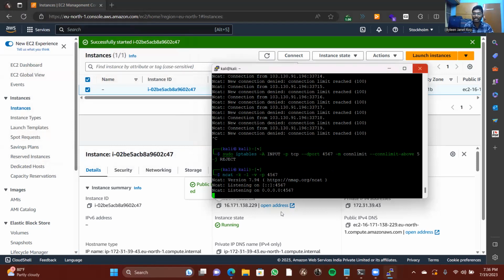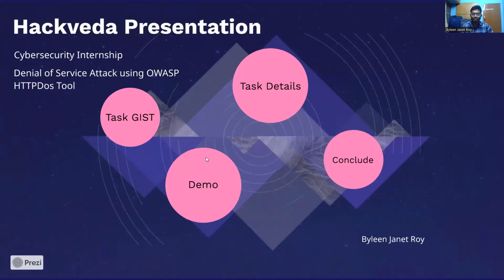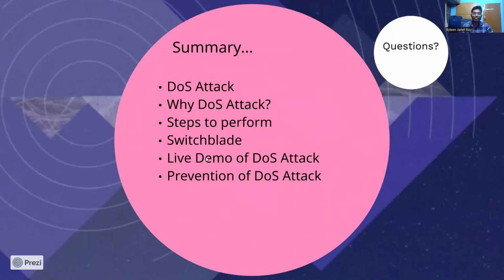Okay, let me just get into the PPT again. In my summary, we have just seen what a DOS attack is. DOS is just denial of service, and we are attacking a server by using DOS. And why are we performing a DOS attack? We do it to create a distraction, or to damage the reputation of a certain company. And I have mentioned the steps to perform a DOS attack and how it can be prevented.